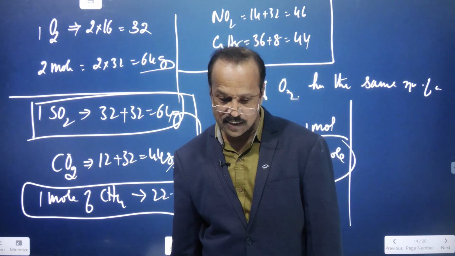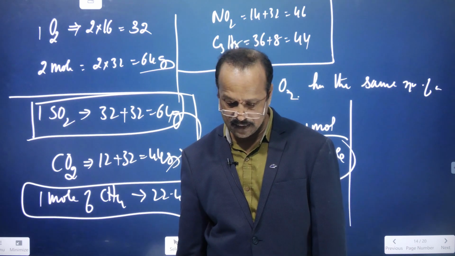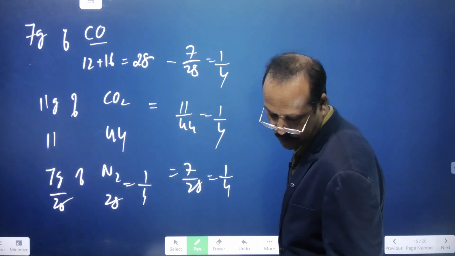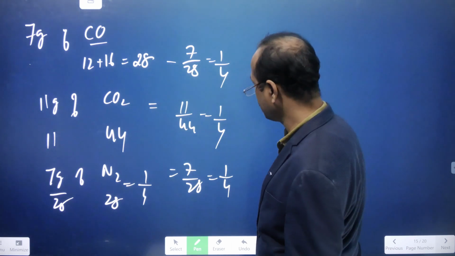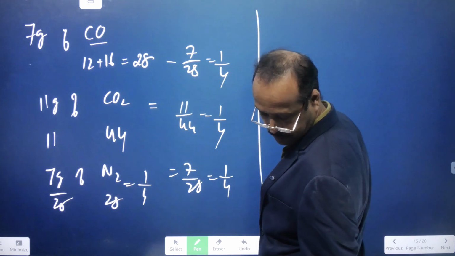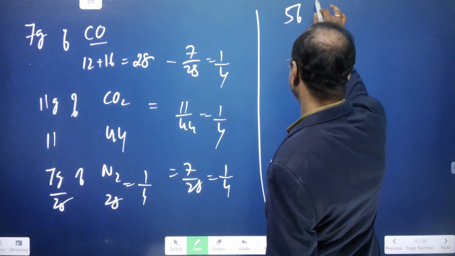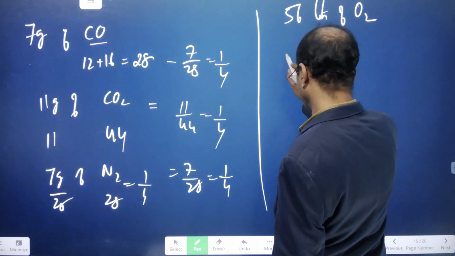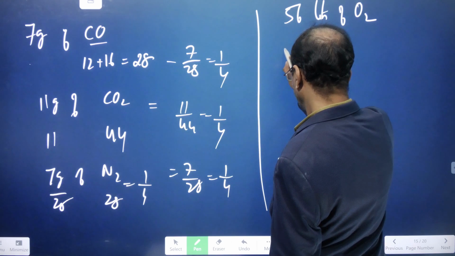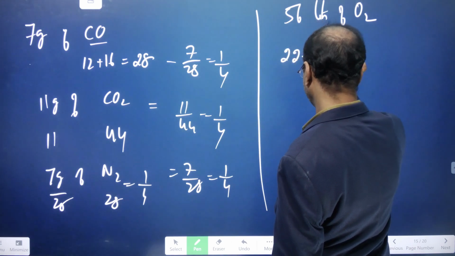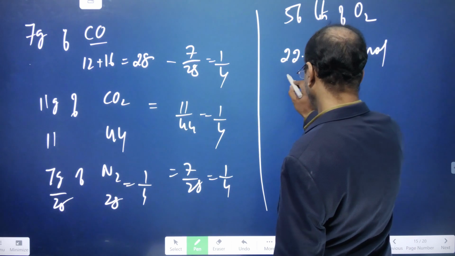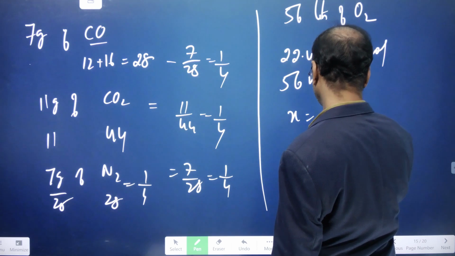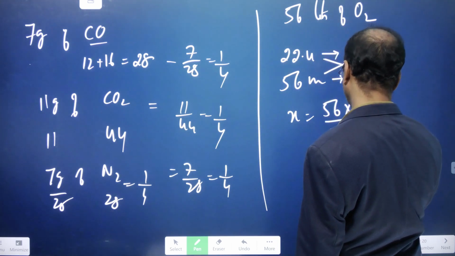Next, number of moles present in 56 liters of oxygen. Number of moles present in 56 liters of oxygen. Correct? So 56 liters of oxygen contains how many moles? Okay. So here you say 22.4 liters is equal to 1 mole. Right? So 56 liters is equal to how much? Cross multiplication. X is equal to 56 into 1 by 22.4.